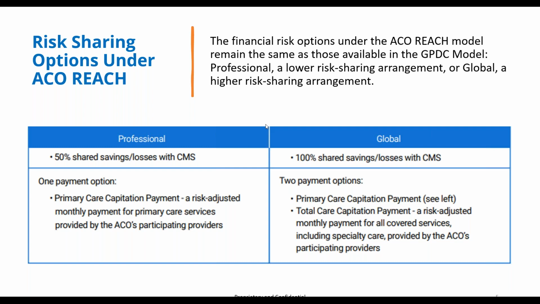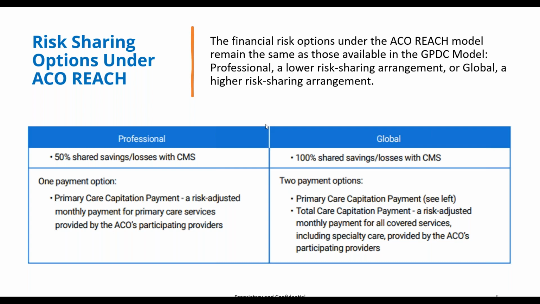The key point in ACO Reach that we need to notice is CMS has introduced the claims reduction. For the performance year 2023, the claims reduction are set at, for primary care capitation, between 10 to 100%. For next year, it's going to be 20 to 100%, and going forward, it will be 100%. However, for the total care capitation, the claims reduction are at 100% starting from this year.